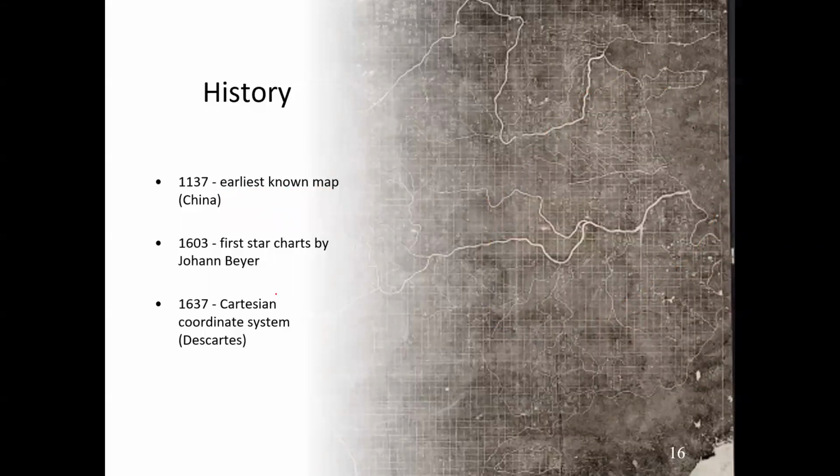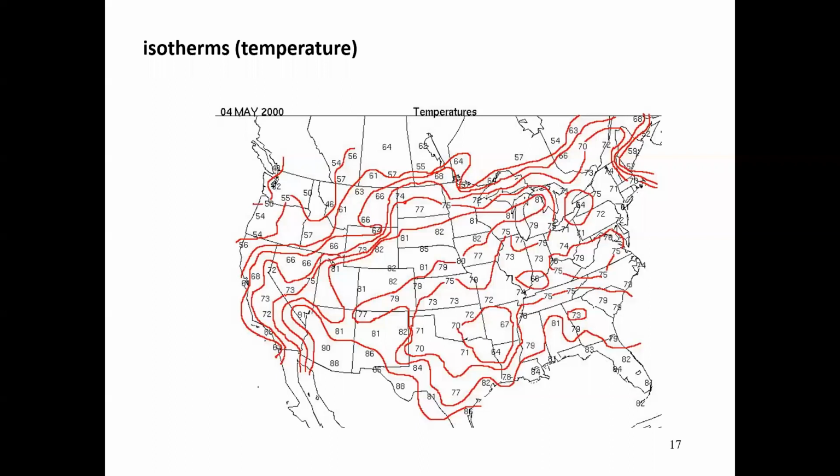And 1603, the first star charts by Johann Bayer, and the Cartesian coordinate system, right? By 1637, this is a kind of milestone for graphics, geometric, and also it's something that we mainly or frequently use even in computer science, for graphic-related stuff, not just graphic-related, but also many other aspects.